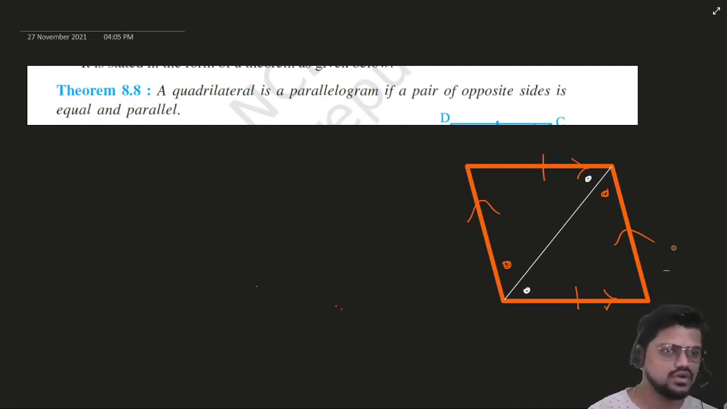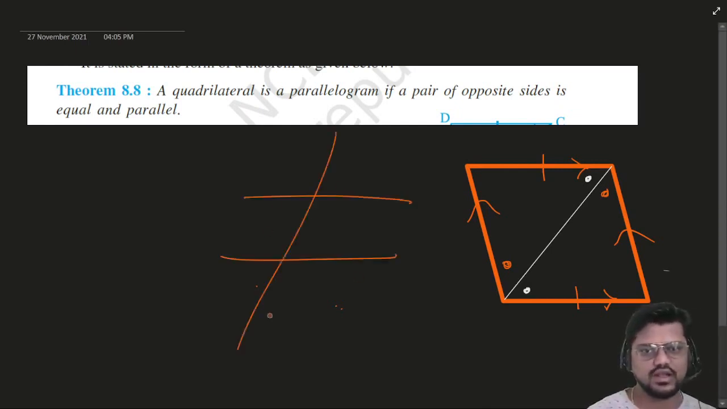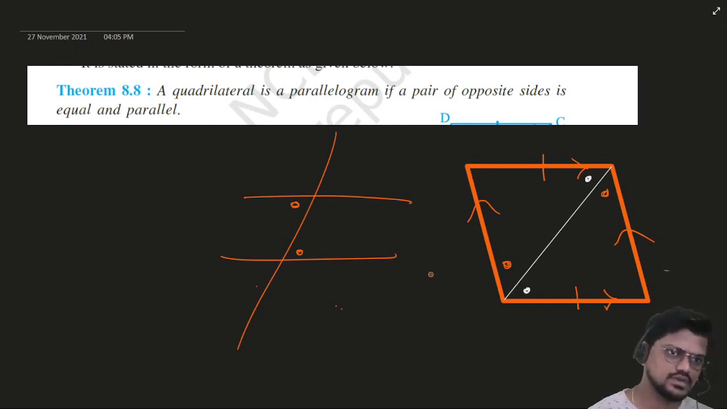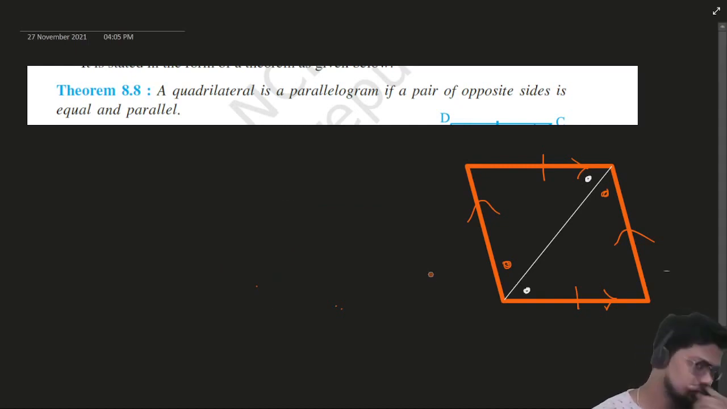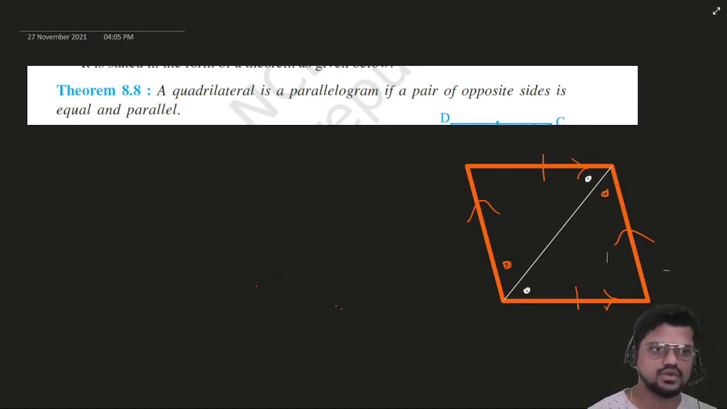Understood? Do you want me to write this or have you understood? Please tell in the chat box or verbally, anything is fine. Sir, so the second pair of alternate angles will also be equal. So that is why they are parallel. Yes. See, if you draw a line and if this angle is equal to this angle, then what can we say? These two lines are parallel, simple, by the converse of alternate angles. Understood? Clear? We'll go to the next.